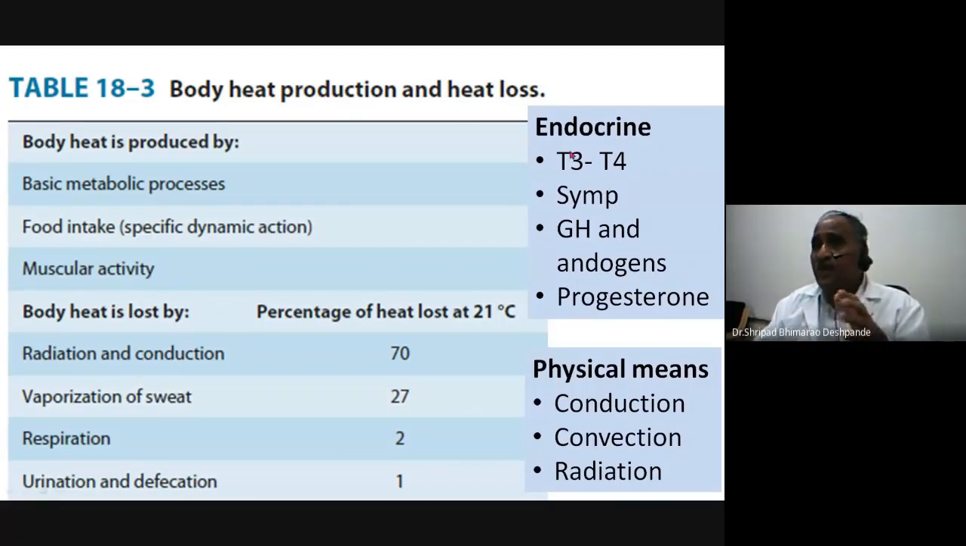Now, the endocrine aspects which regulate or which are involved in the heat regulation are the thyroid hormones, adrenal medullary hormones and sympathetics, growth hormone, androgens, and progesterone. These are the hormones which increase the heat production. Of course, you cannot isolate, but primarily they increase the activity, or whatever is producing the increased ATP synthesis that would increase the heat production.